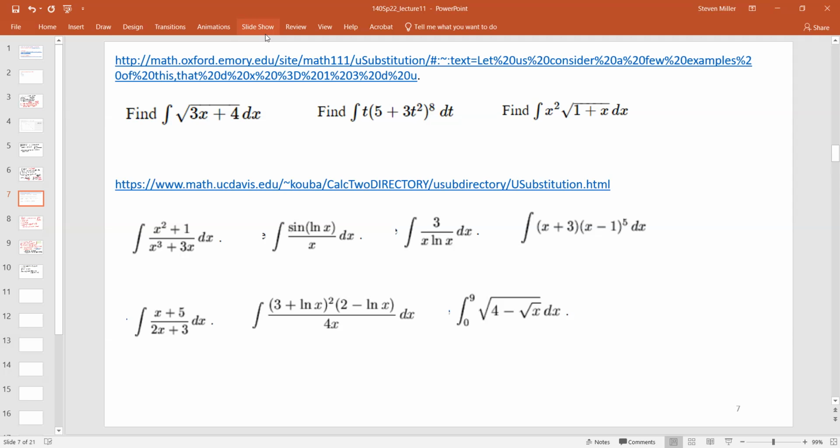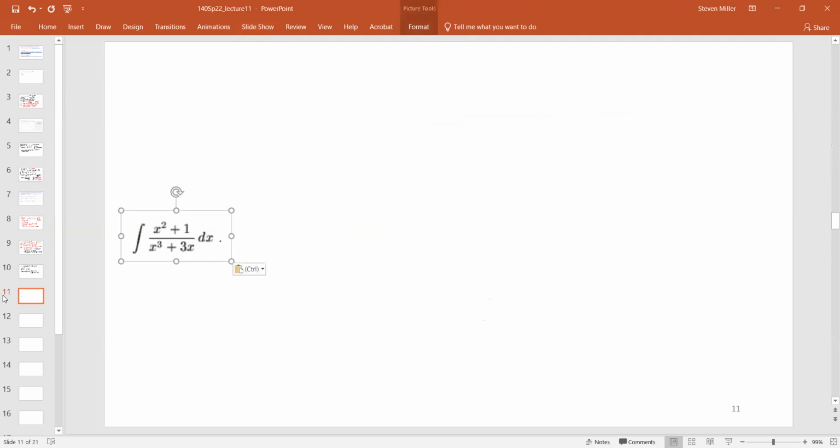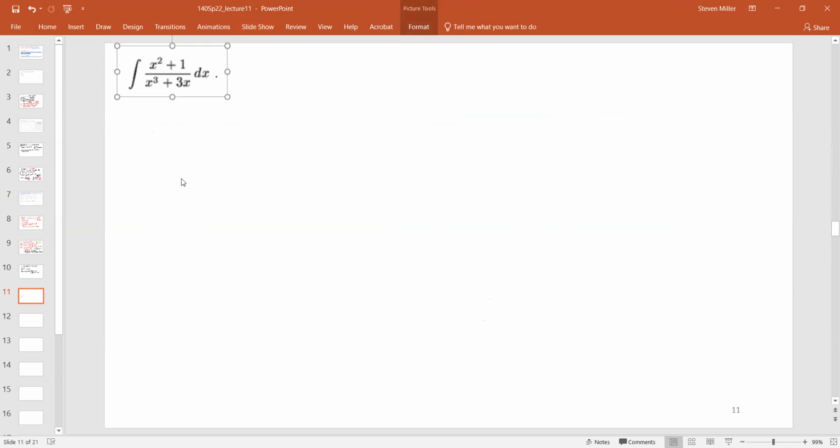Sure, which one? Sure. And the top one is actually very nice. Whoever wrote the top one was thinking kindly of people. So when you see x cubed plus 3x, what's the derivative of x cubed plus 3x? 3x squared plus 3.